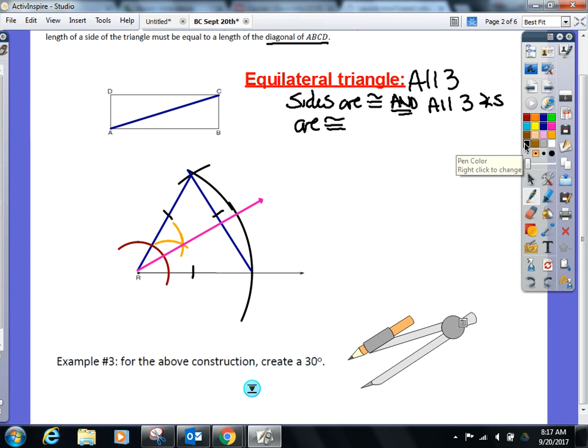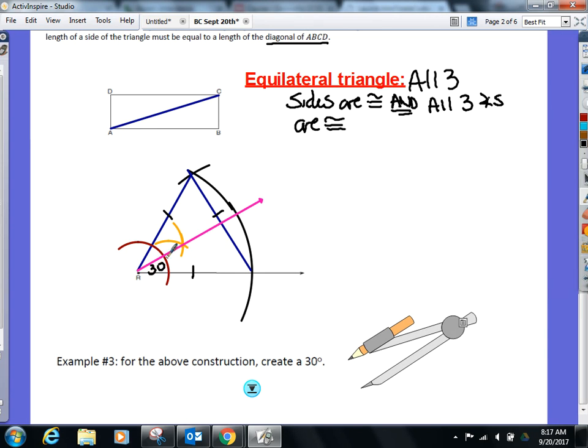And just label one of them. Both of them are 30, but just label one of them as 30 degrees. Yep. Nope. You made that one arc.